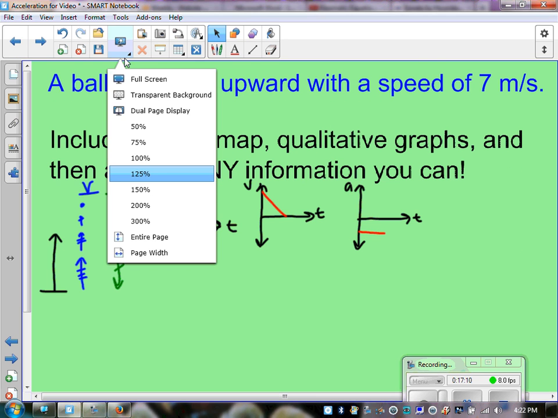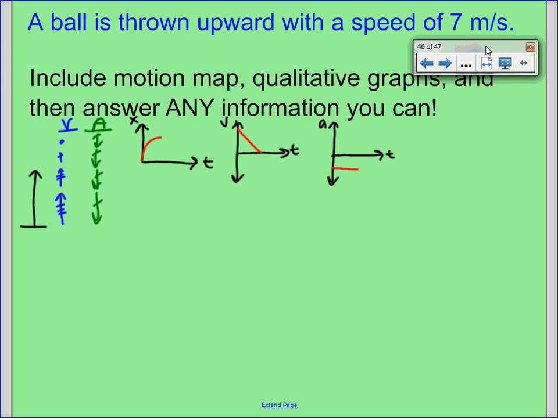Okay, let's go ahead and now look at this problem. You'll notice I only have the motion map and the graphs because I wanted to walk through a couple things. First of all, we have the situation. A ball is thrown upward with a speed of 7 meters per second. So you're throwing it out of your hand. It has an initial speed of 7 meters per second. From your experience, hopefully you realize that when you throw an object in the air, eventually it reaches a point to where it's going to stop.